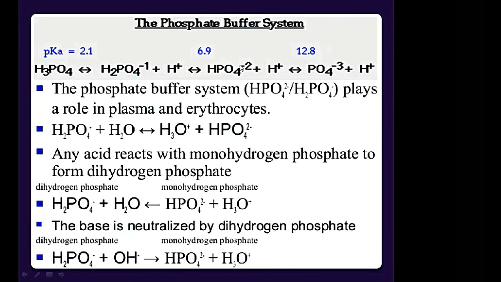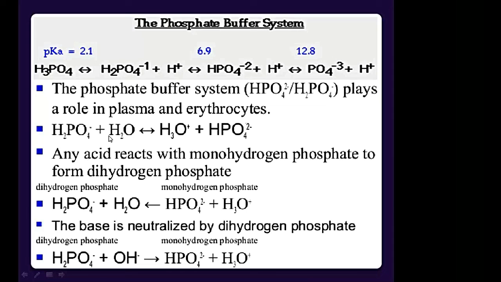So here you can see the phosphate buffer system, pKa of phosphate buffer 2.1, pH is 6.9, 12.8 maximum. H3PO4 can be converted to H2PO4 minus plus proton, or can be converted to HPO4 2 minus plus proton, or PO4 3 minus plus proton. So in this phosphate buffer system, these two salts, HPO4 2 minus and H2PO4 minus, play a very important role in plasma and erythrocytes of the blood.